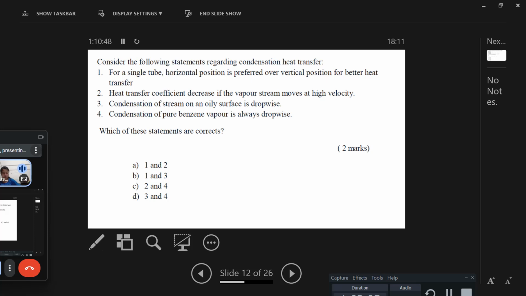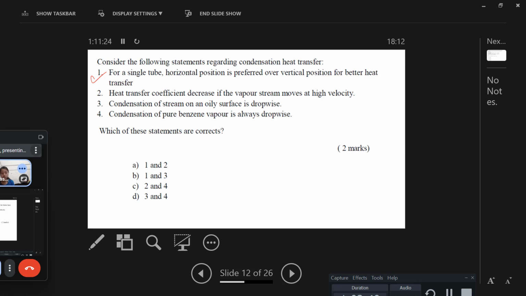So the next question is not a numerical, it's just a small question. Consider the following statements regarding condensation heat transfer. So for condensation heat transfer, for a single tube, horizontal position is preferred over vertical position for better heat transfer. So for condensation, this statement is true. Horizontal position is always preferred, because there the heat transfer is better.